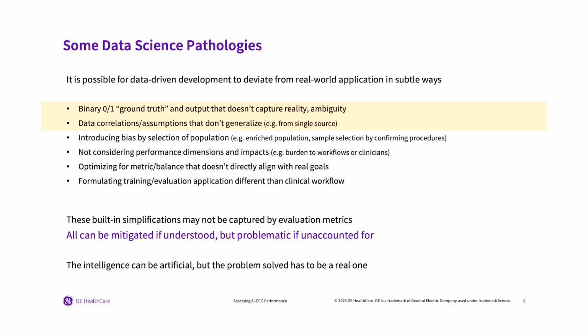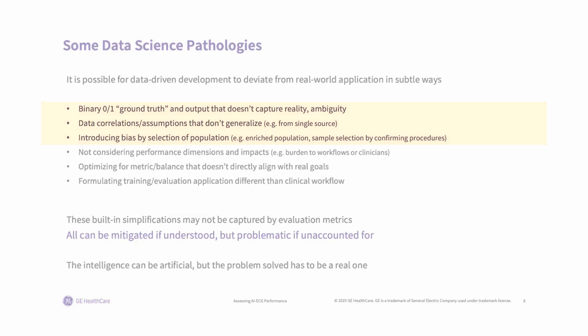There can be data correlations or assumptions that don't generalize, especially if you only develop and validate in a single source. Now, it's pretty straightforward to control that with external validation, but there are many forms of selection bias, sampling bias by selection of population, that even on external validation would not be controlled. And that might include selecting an enriched population with elevated prevalence, or even selecting a population that has a confirming echo procedure that might be different from a general population, or selecting much cleaner data than would be encountered in practice. And that could mean removing noise or artifact, or even removing confounders.